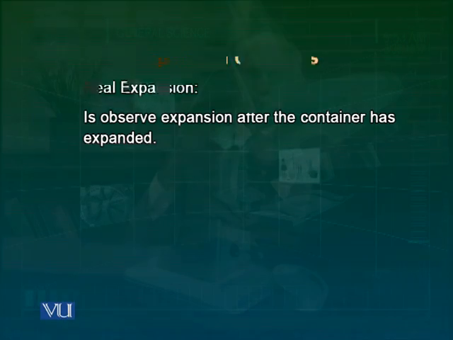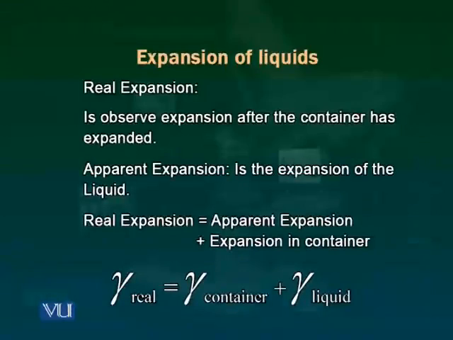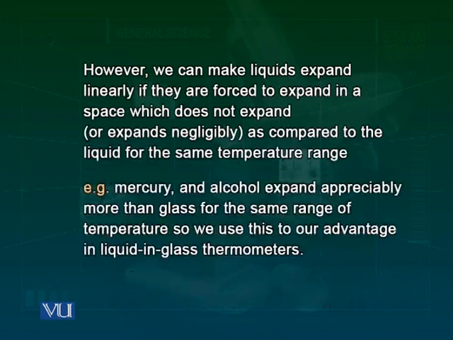Now, when we're looking at such types of containers, we have to look at the real expansion of the liquid. Now, let's say a liquid was at temperature T, you went to temperature T2. For this difference in temperature, the liquid, let's say, expanded this much. However, the container expanded. So the real expansion is going to be the expansion of the liquid plus the expansion of the container. However, like I discussed earlier, we can eliminate or minimize the expansion of the container if we choose a liquid in such a way that its rate of expansion is very, very large as compared to the rate of expansion of the container.